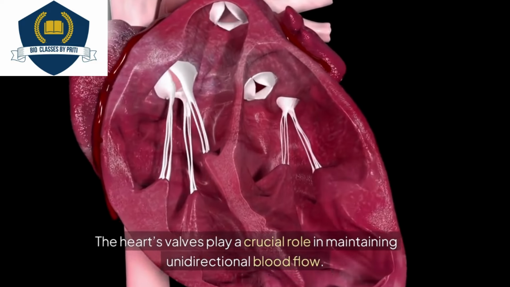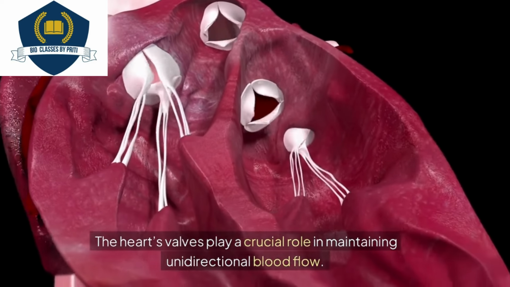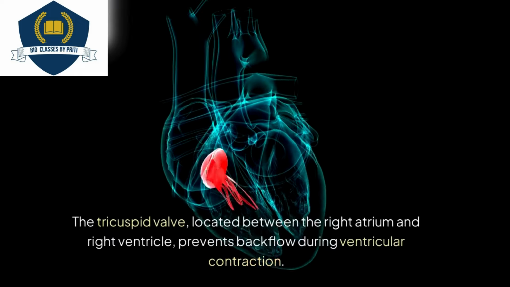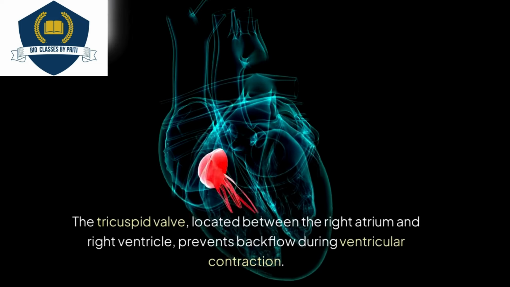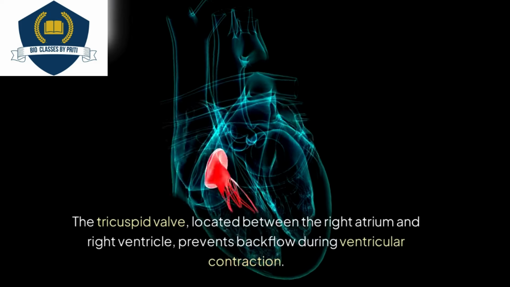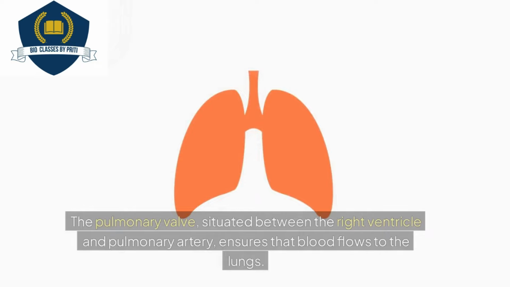The heart's valves play a crucial role in maintaining unidirectional blood flow. The tricuspid valve, located between the right atrium and right ventricle, prevents backflow during the ventricular contraction. The pulmonary valve, situated between the right ventricle and pulmonary arteries, ensures that blood flows to the lungs.